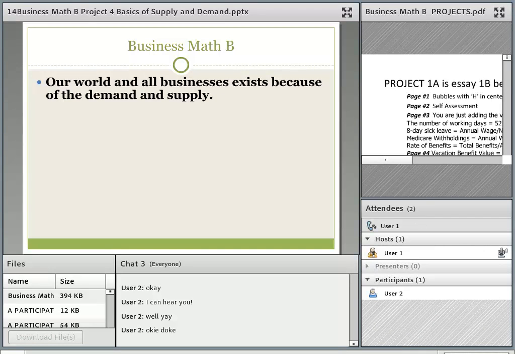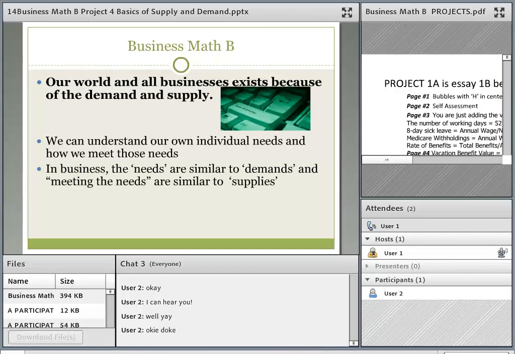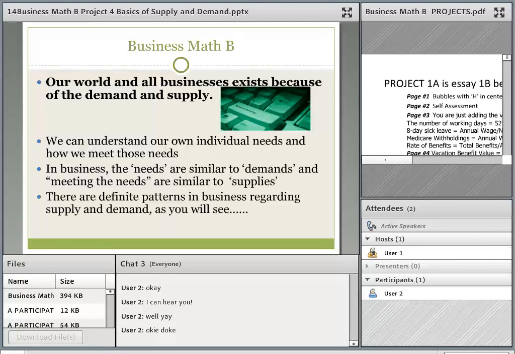With supply and demand, the basics are pretty much all the world and all businesses and people exist because of our supply and our demand. Usually the demand comes first and then they provide the supply, right? We can understand our own individual needs and we know how to meet those needs. So in business, we can relate to that the same way. In business, the needs are very similar to demands, and meeting the needs is similar to providing the supplies. There are definitely patterns in business regarding supply and demand, and you will see what these are as we progress.